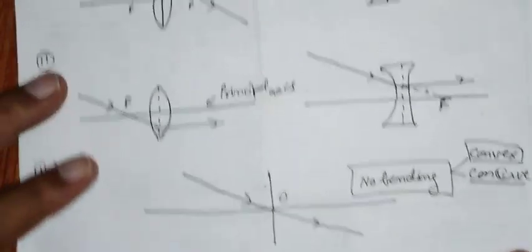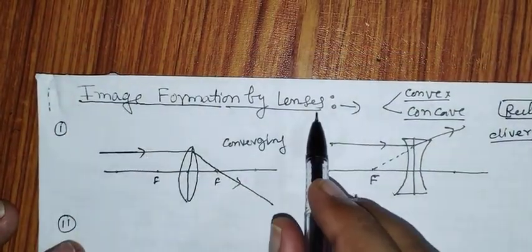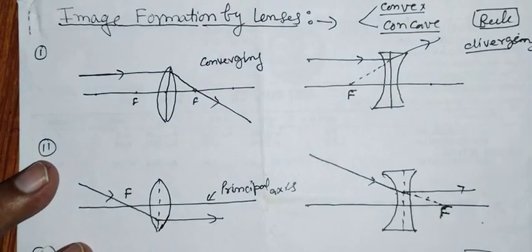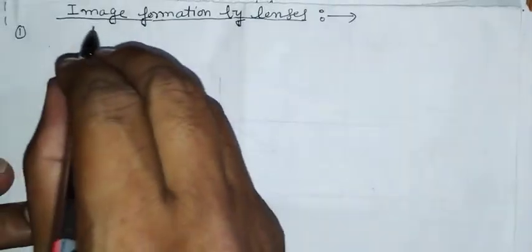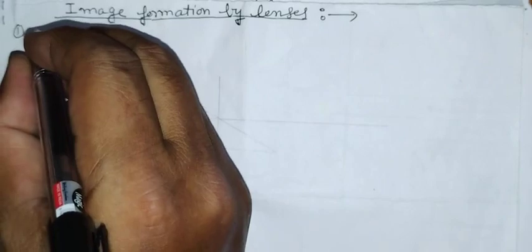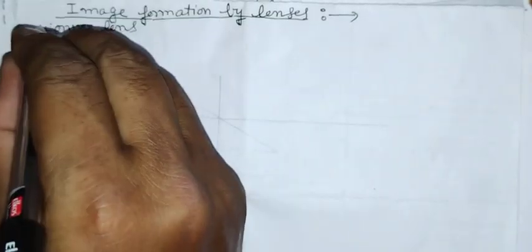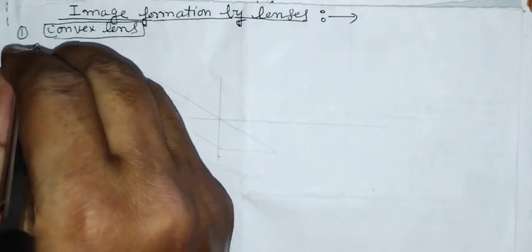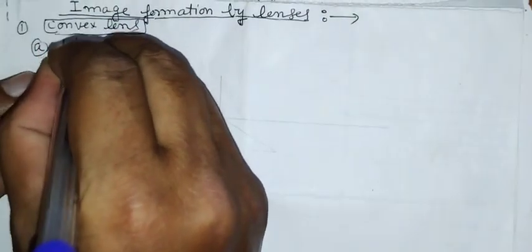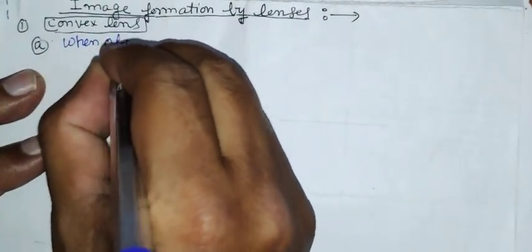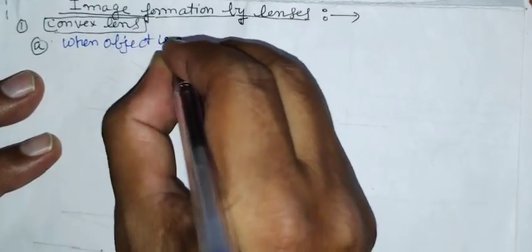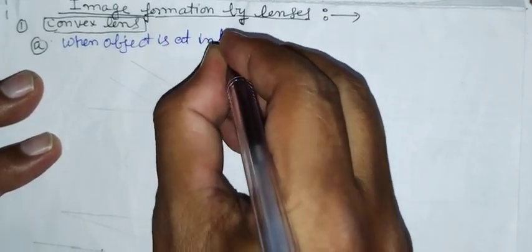Now see the image formation of lens by convex lens. In these lenses, first we will take the convex lens. In this convex lens the image is formed under different cases. The first case is when the object is at infinity.